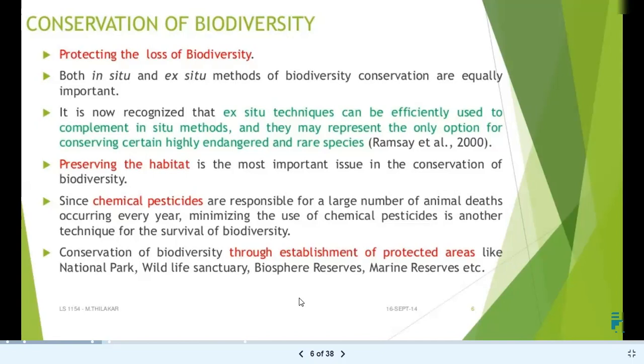Fifth, since chemical pesticides are also responsible for a large number of animal deaths occurring every year, minimizing the use of chemical pesticides is another way or technique for the survival of biodiversity. Next, conservation of biodiversity through establishment of protective areas like national parks, wildlife sanctuaries, biosphere reserves, and marine reserves, etc.